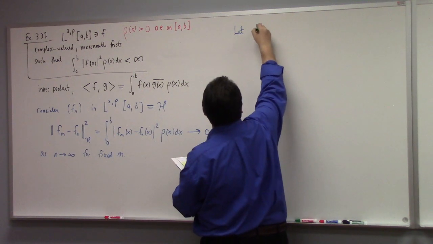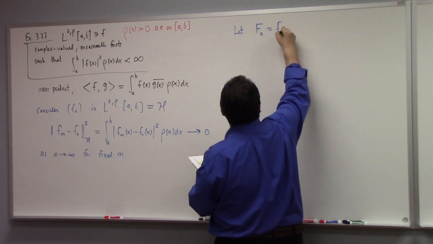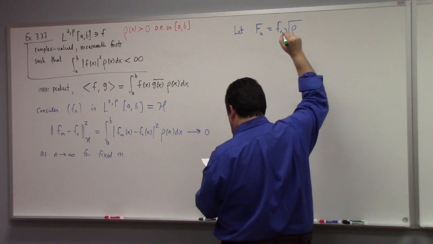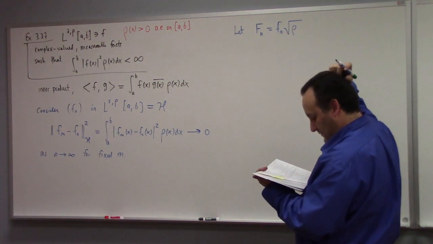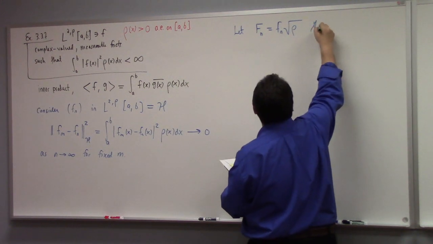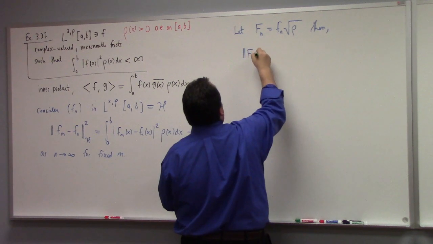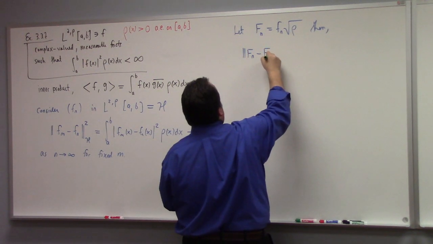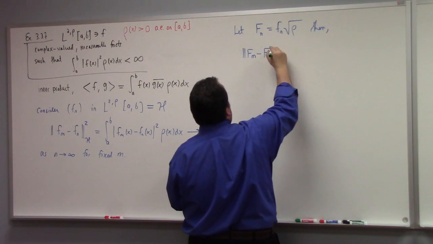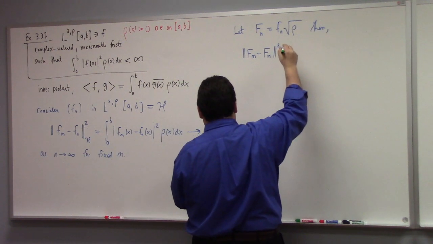And I think this is actually a prototype for later arguments. Now I'm speculating a little bit, but I believe. Anyway, he's like, let big Fn be Fn times the square root of rho. All right, then what's Fm minus Fn norm squared? Remember, this is the induced norm, right? The induced norm.